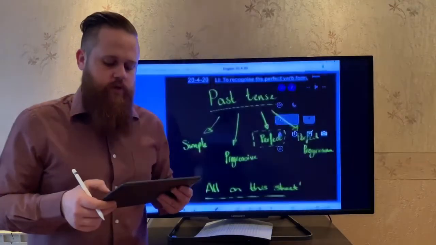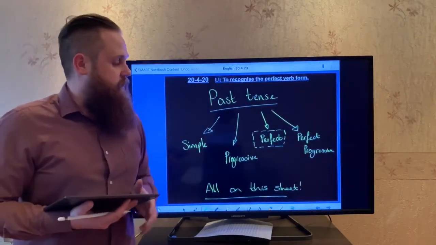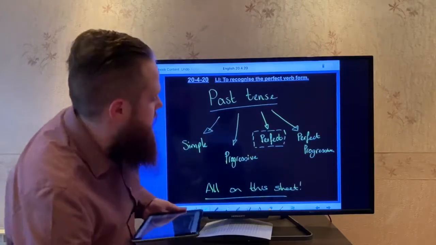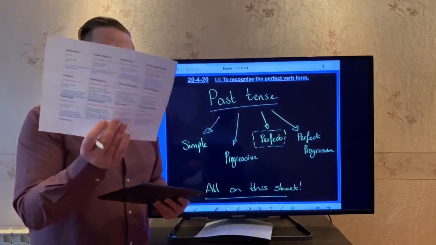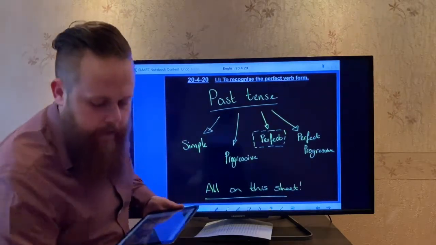There we go. Super. Okay, apologies for that, Year 6. So, this perfect tense, it is all here should you need it. It's there for you, okay? So use it if you need to use it.